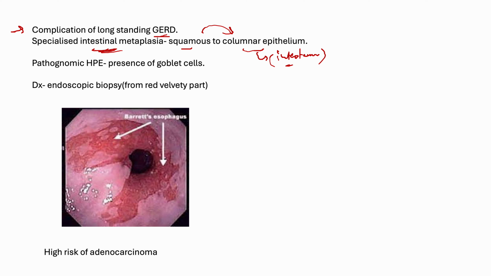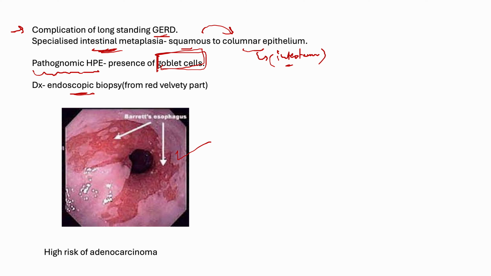To diagnose a case of Barrett's, you need an endoscopic biopsy. And from the endoscopic biopsy, when we do histopathological examination, what is the pathognomonic feature? The presence of goblet cells. Okay, these are very important, frequently asked, that goblet cells, if present, are pathognomonic of Barrett's esophagus. And where do we usually take the biopsy from?